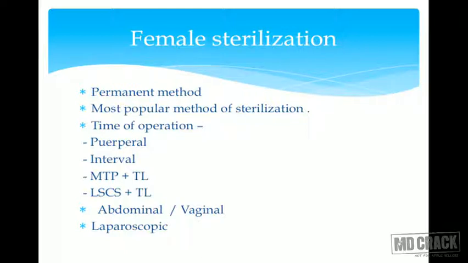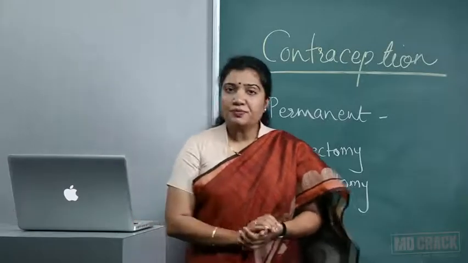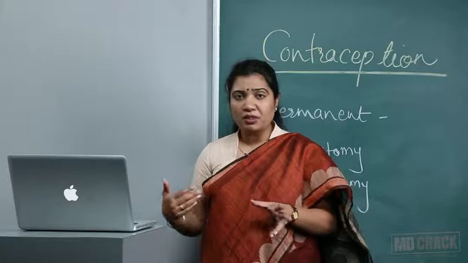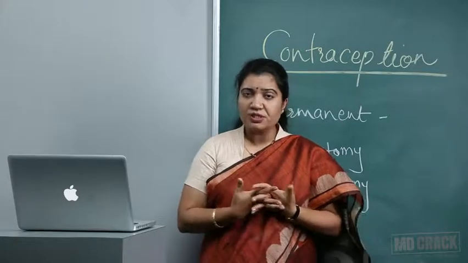Methods of performing the surgery: abdominal, there are again many types, or it can also be done vaginally, but which is quite rare. And what is done in camps, altogether 50 cases or 100 cases at a time, is laparoscopic sterilization camps. So it can also be done laparoscopically. Abdominal TL, conventional method, mini lap method. So let's see what the conventional method is first.